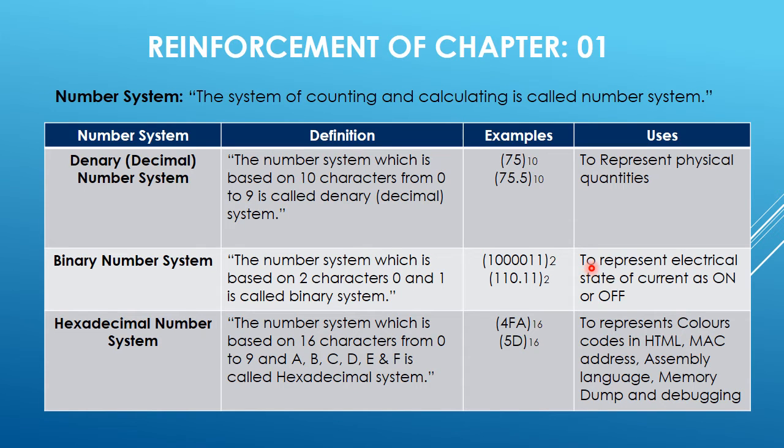Binary numbers are used to represent electrical states of current or voltage as on or off. So on is said as 1 and off is said as 0.